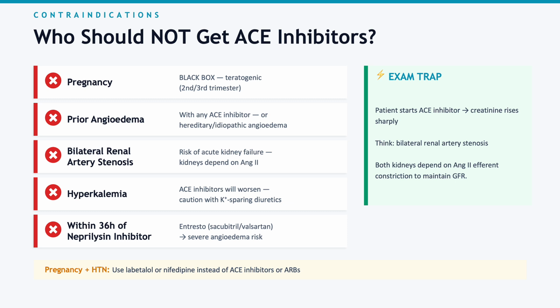Concurrent use with aliskiren in diabetic patients, or with a neprilysin inhibitor such as sacubitril. Do not combine an ACE inhibitor with sacubitril valsartan, known as Entresto. Wait at least 36 hours after stopping the ACE inhibitor before starting Entresto, because the combination dramatically increases the risk of angioedema from excessive bradykinin accumulation.